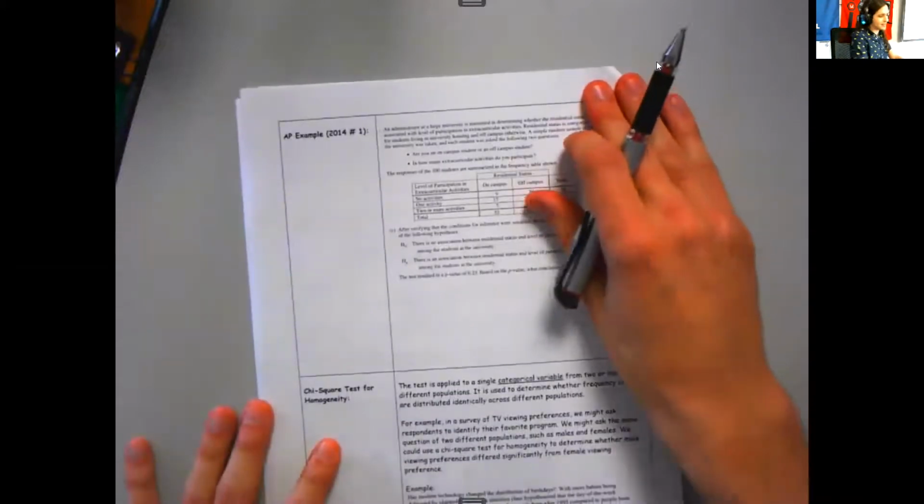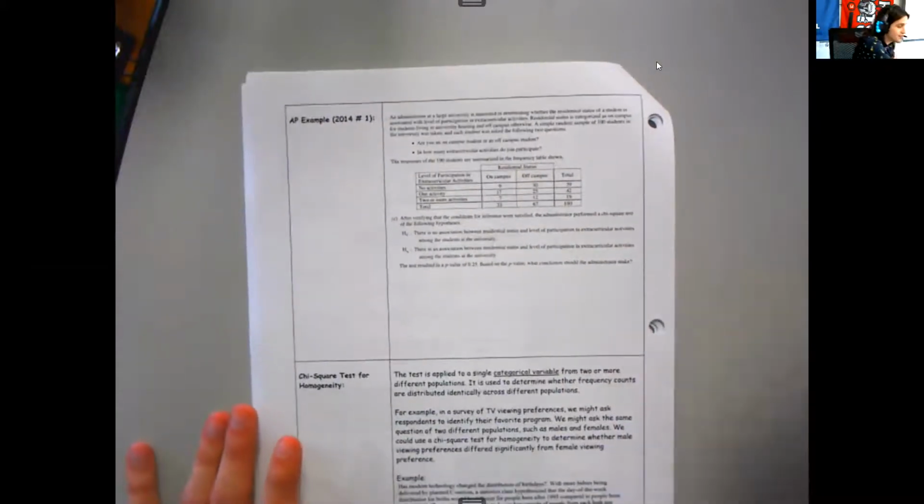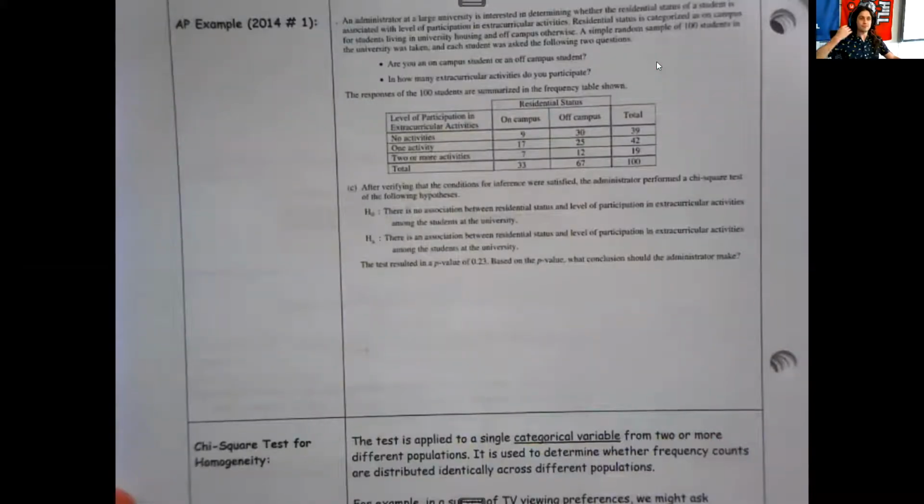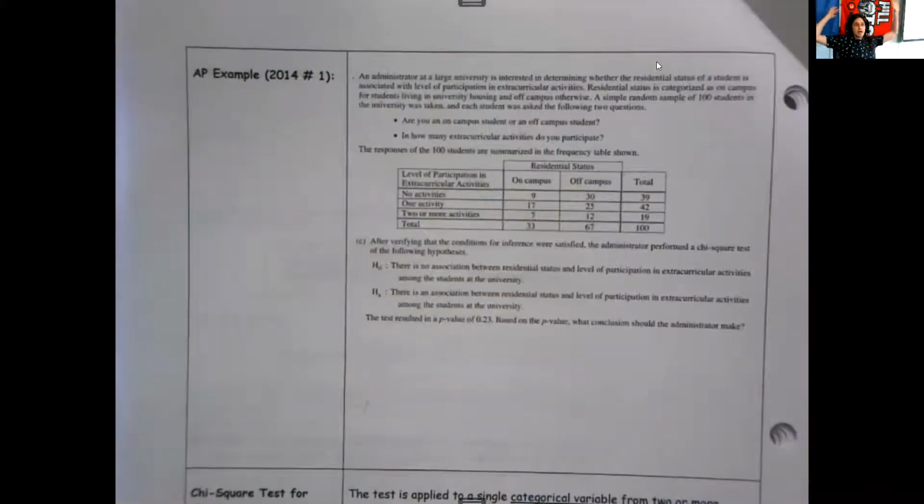So let's take a look here. We have a similar problem that we've seen before, saw this in chapter 1, about residential status and participation in school activities. Okay, take a moment, read through it. Based on the p-value, what conclusions should the administrator draw?